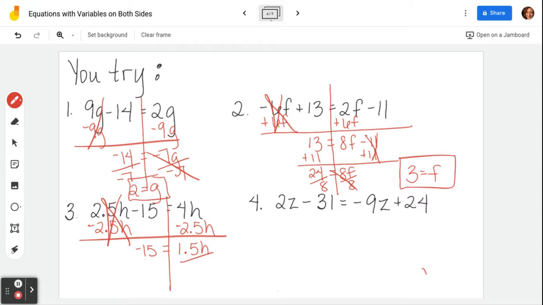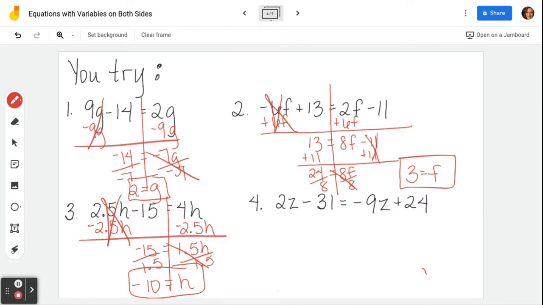The opposite of multiplying by 1.5 is dividing by 1.5. So on the right side, that cancels, and I just have my h. On the left, my signs are different, so it's going to be negative. If you take 15 divided by 1.5, you get 10. So h must be negative 10.